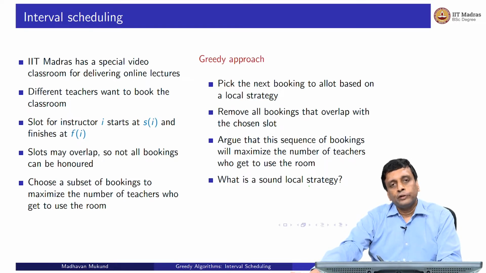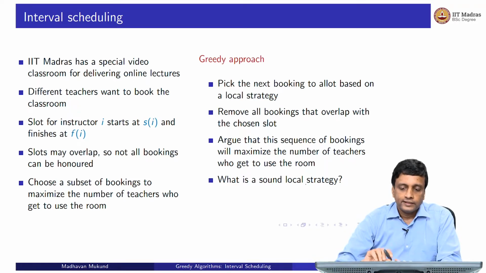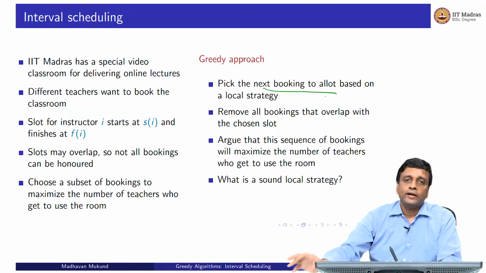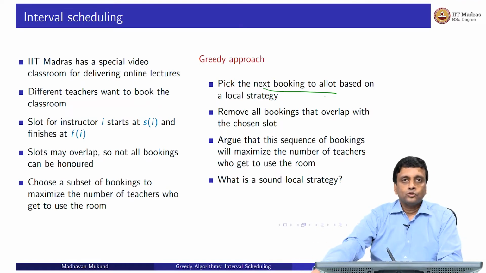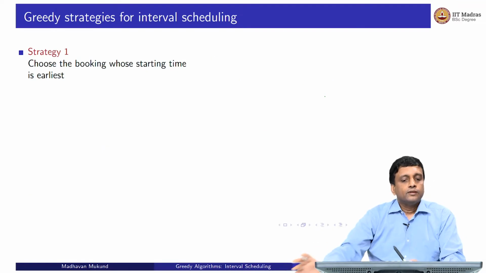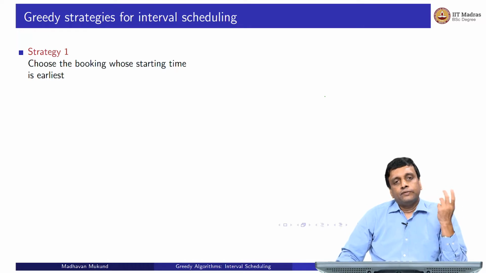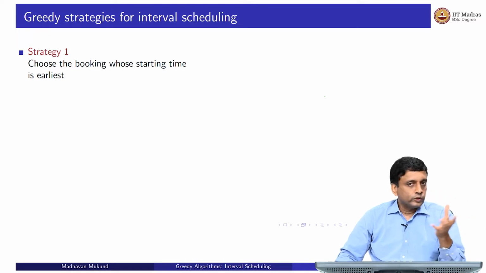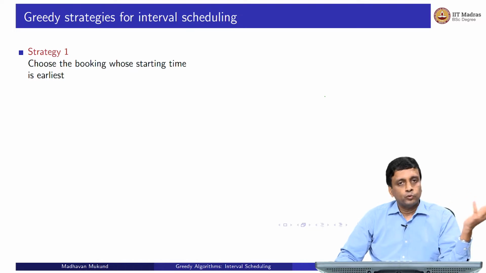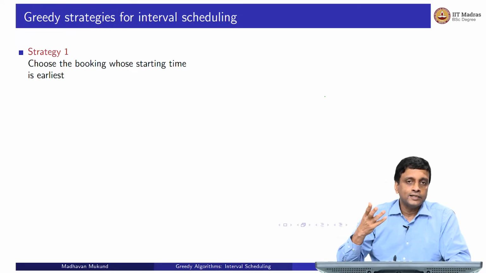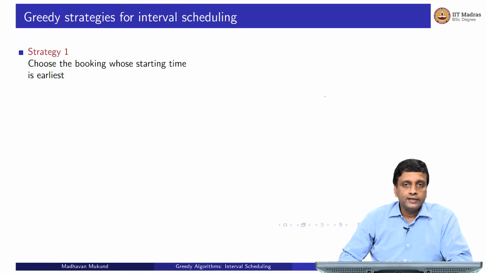So let's see what we could choose as this local strategy, the next booking to allot, and see why it is not such an obvious thing to choose one which is correct. Let's start with a very trivial strategy. I pick the first booking in terms of time. The person who has asked for a Monday morning 8 o'clock slot, I just give them the booking, because this is first come first serve. They are the ones who required the studio earliest in the week, not that they made the booking earliest, so I give it to them. Would this be a sound strategy?